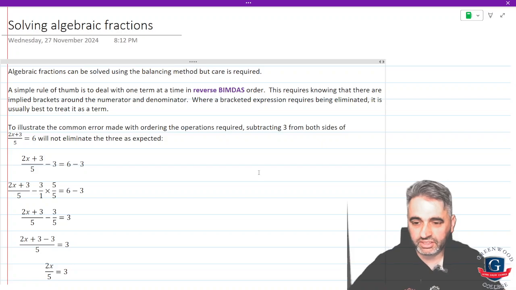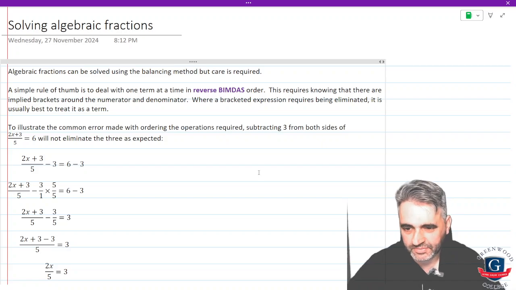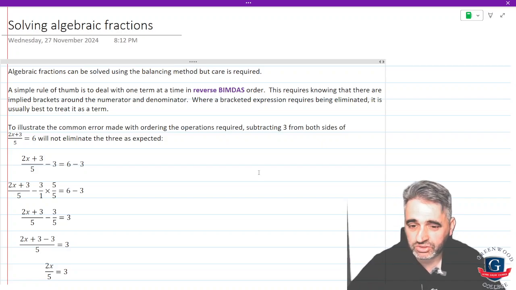Hi everyone, I'm having a go at this because I had a bit of a try with my daughter who's a year 7 and it didn't quite work so well.